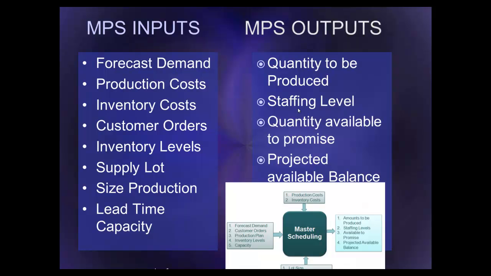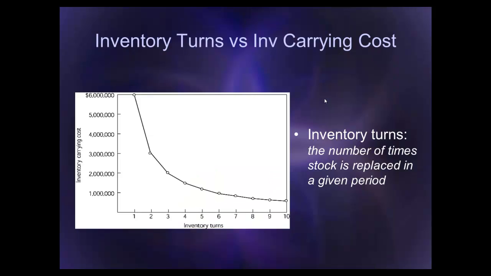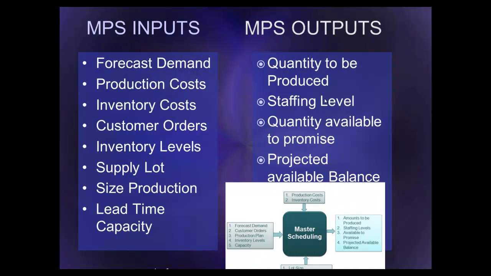And projected available balance. So how much stock are we going to have in August? How much in September of 2015, 2016 going forward? So we can again forecast that way. And from this information, we can start to plan.